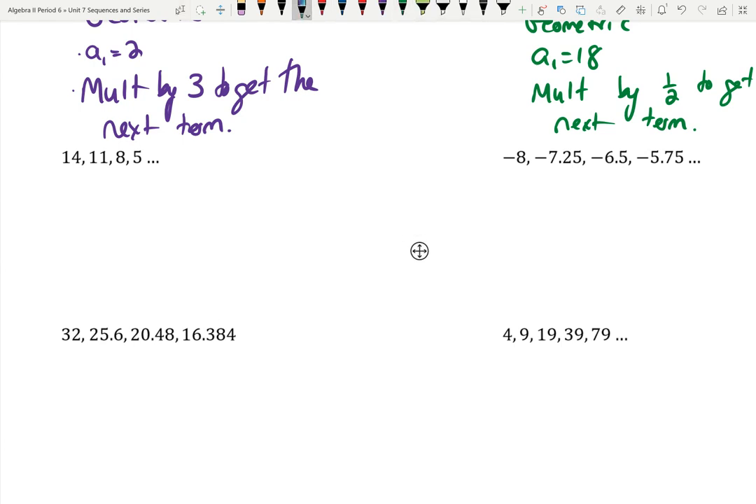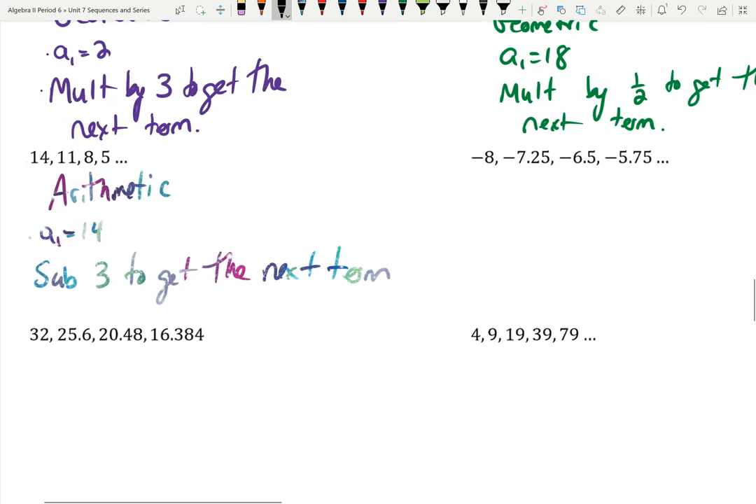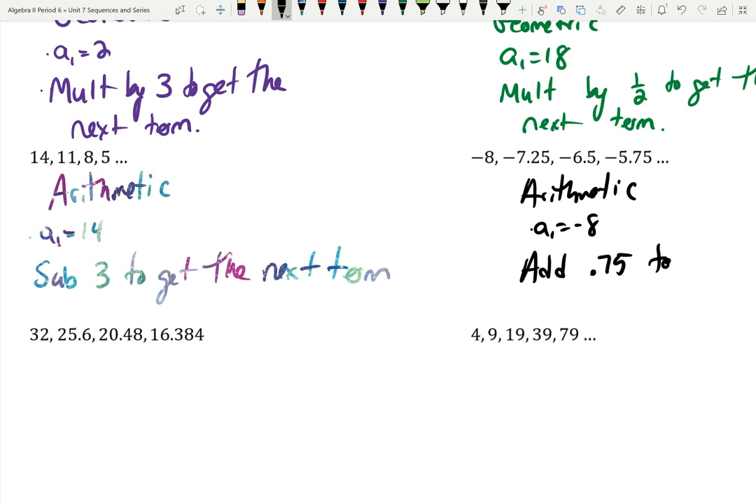We got a galaxy pen for this one. This is the arithmetic sequence. Miss the galaxy pen here. Arithmetic sequence. We start at 14 and we subtract 3 to get the next term. That looks awful, so I won't use that again. This next one is also arithmetic. I'll go boring and just use plain old black. This is arithmetic. We start at -8 and we add, well, what do I add each time? I'm adding 0.75 to get the next term.